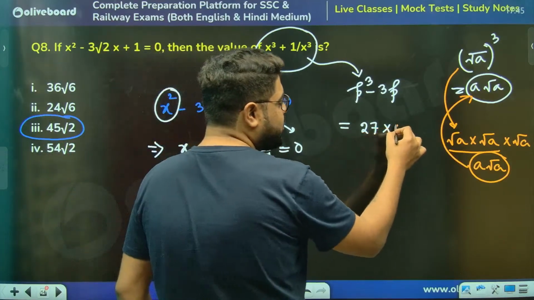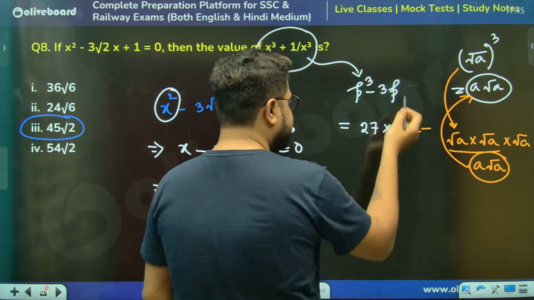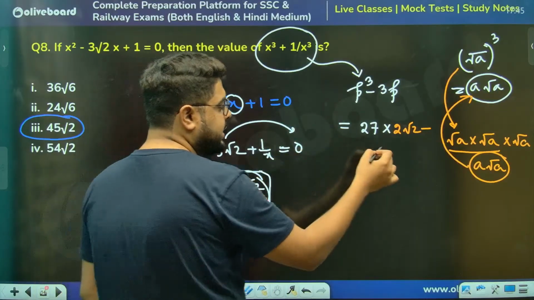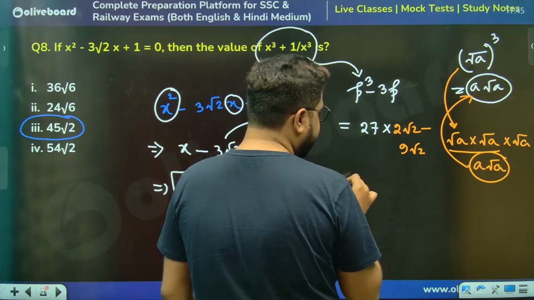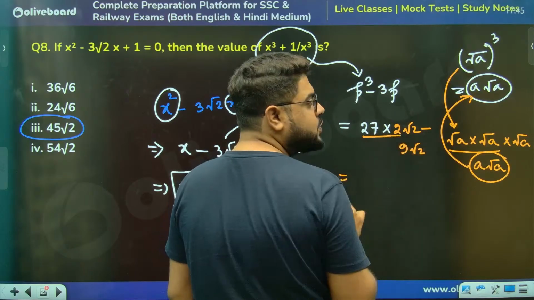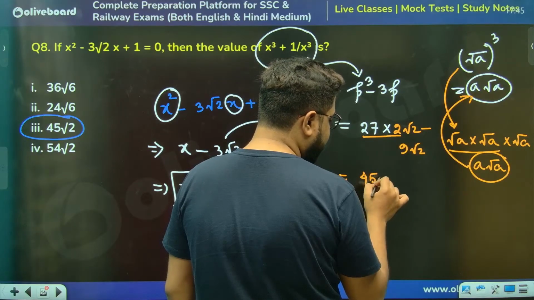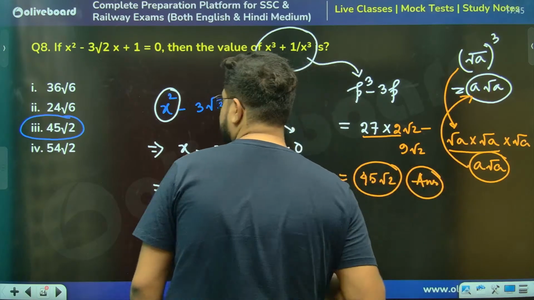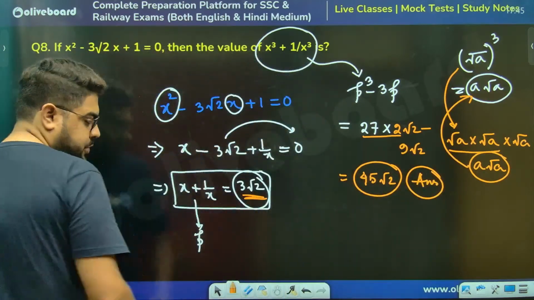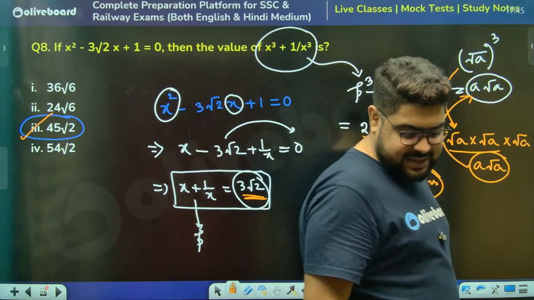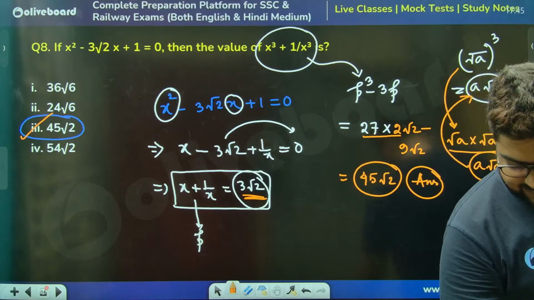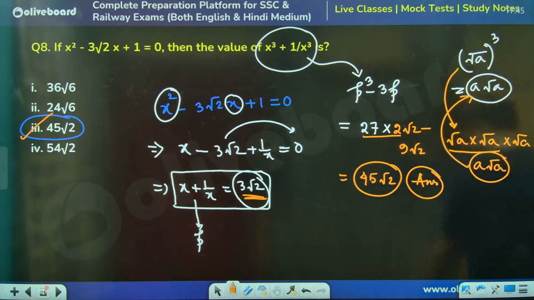2 root 2 cube, minus 3 times p, and 3 times p is 3 root 2. So 3 3 is 9 root 2. So 54 root 2 minus 9 root 2, 45 root 2. That is your answer. Option 3. Very, very simple question. Not a difficult question.